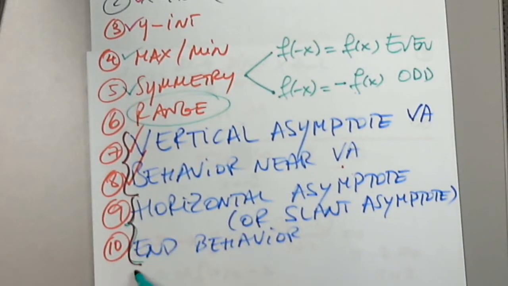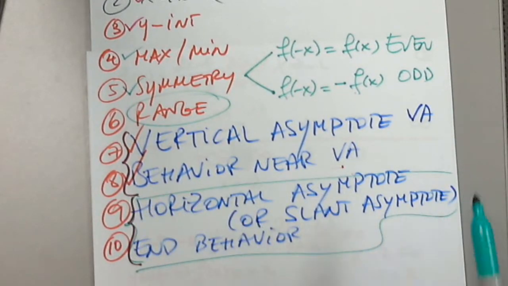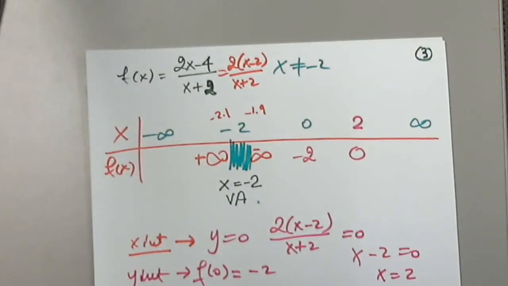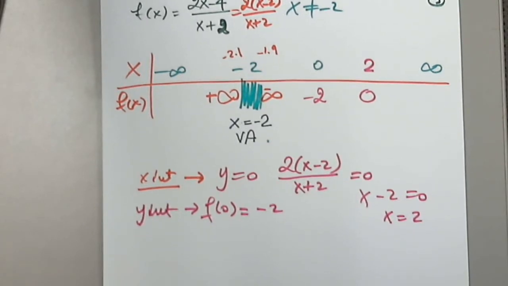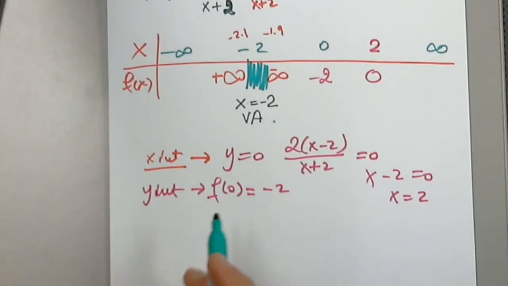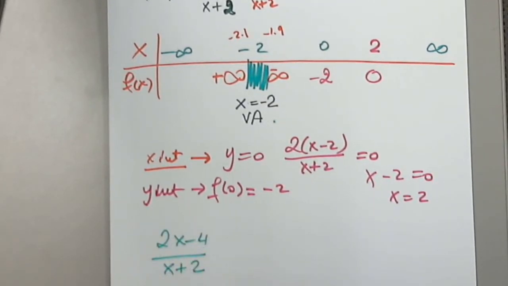So now I'm here. This is what I'm working on, the last step before I graph. Here's a question. I will give you the shortcut and the recipe if you want, but I would like to talk about this. 2x minus 4 divided by x plus 2.